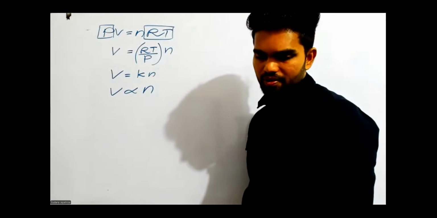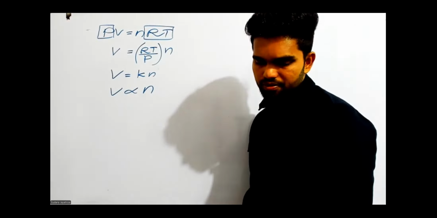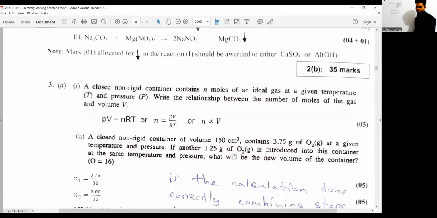Understood that one? So what is this gas law? Avogadro's law. Look at the marking. First thing, you can write even PV equal nRT, they gave marks. Or you can say n directly proportional to capital V. So they are simply asking for the volume and moles relationship.